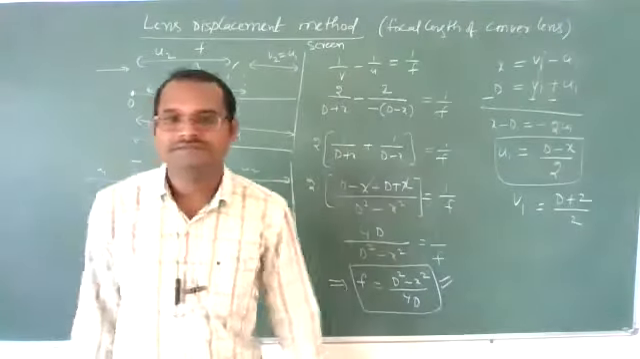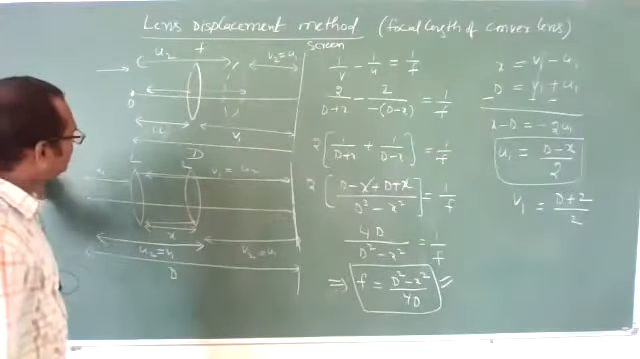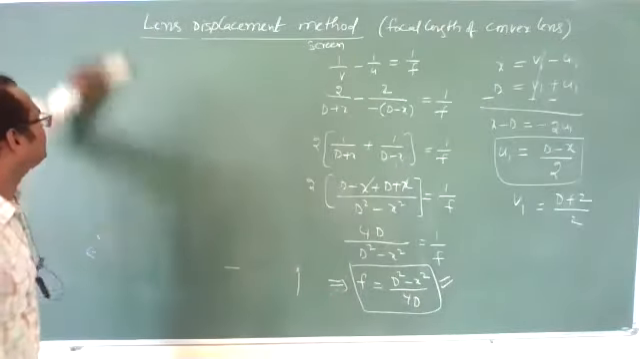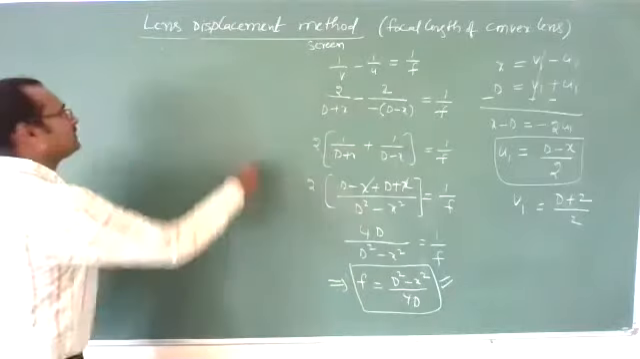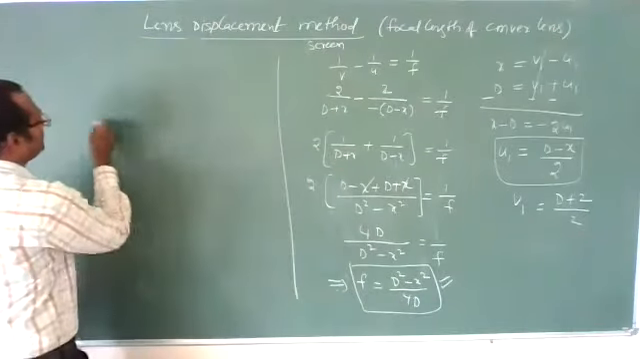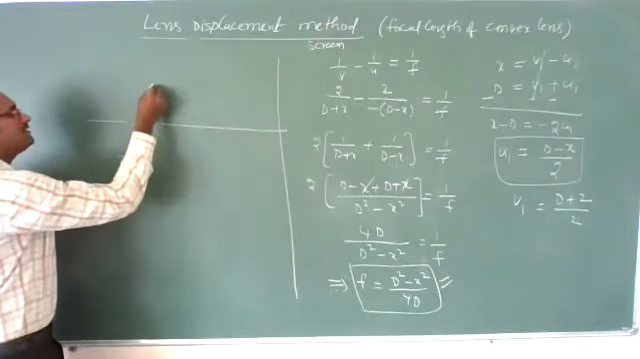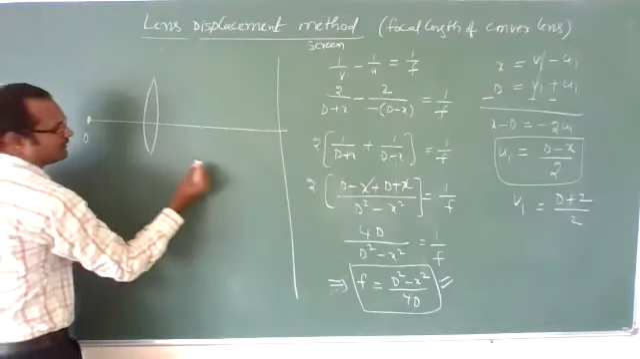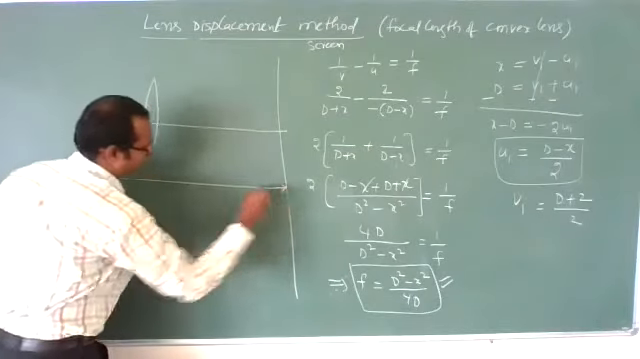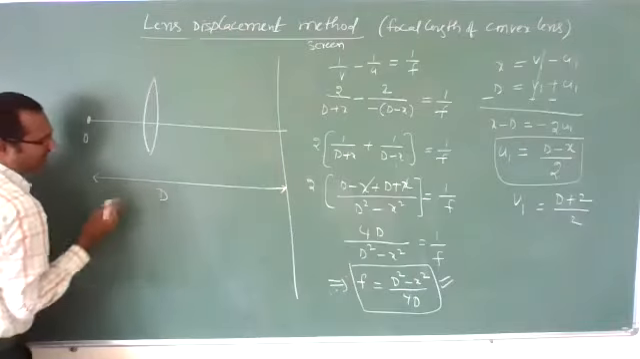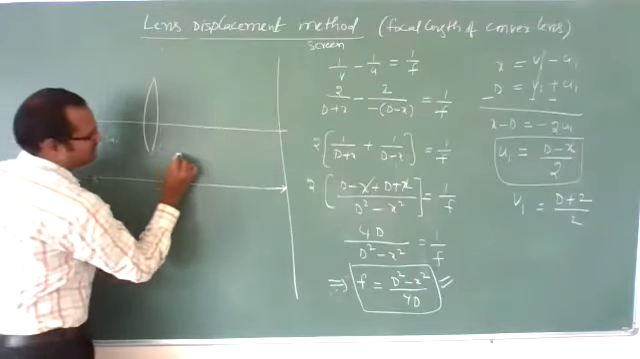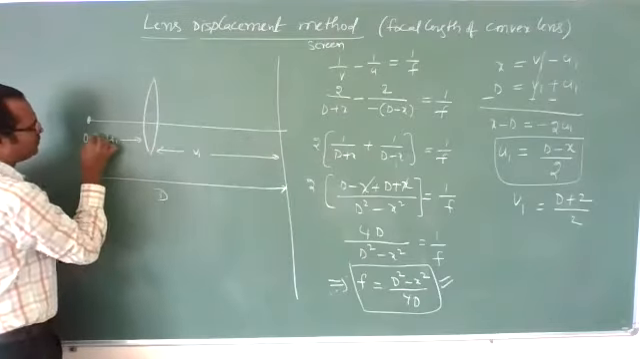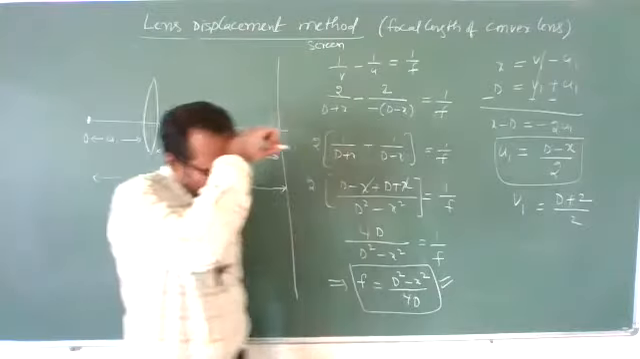Got it? Now I'll rub this one, and one more time I'll take it, because still so many points are there to discuss. In your textbook a problem is there on this topic. Let us imagine here there is a lens, here the object is there, and this total distance is capital D. This is U1, and this will be V1. What is U1, what is U2, you have to remember.